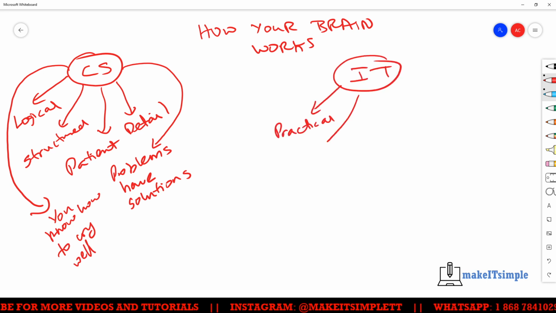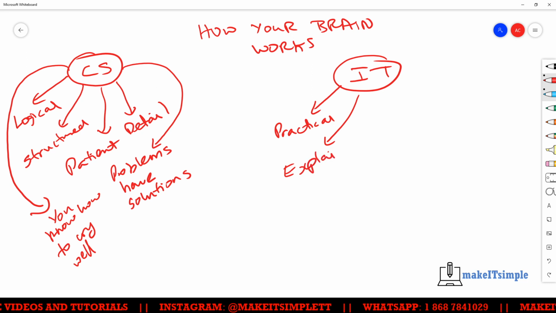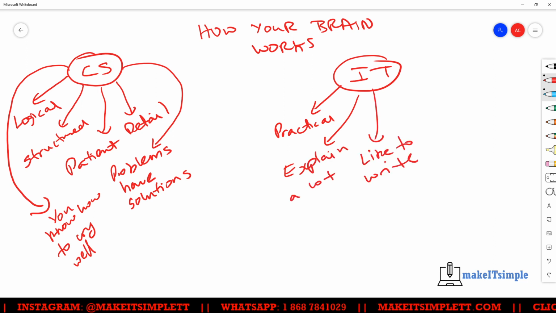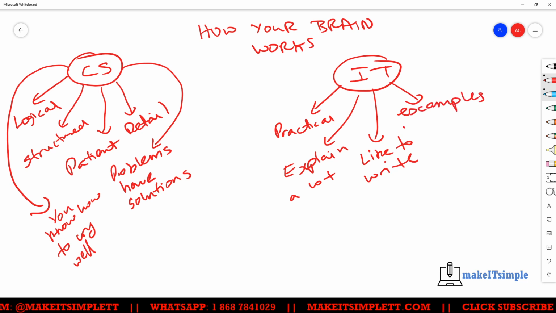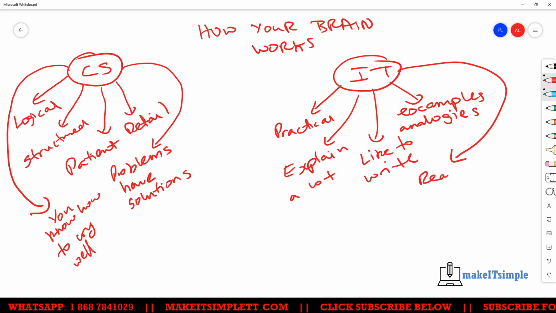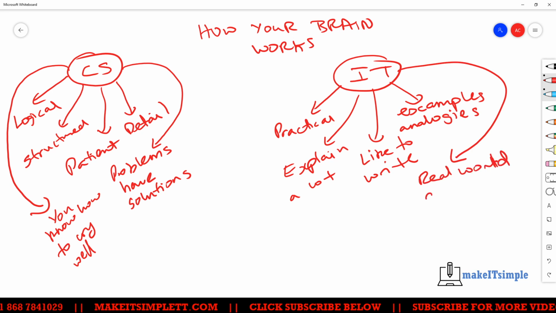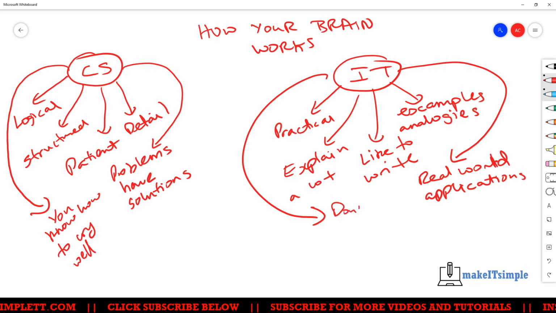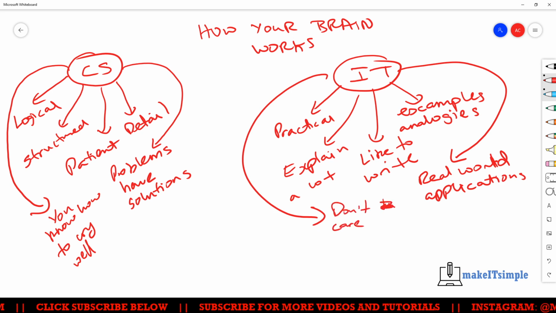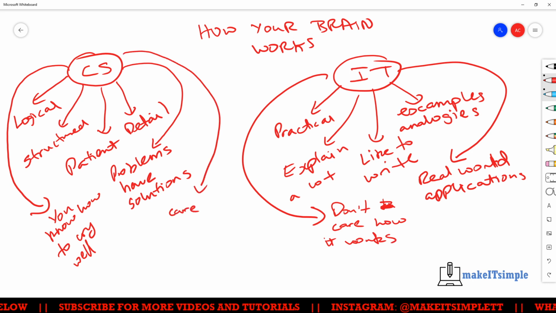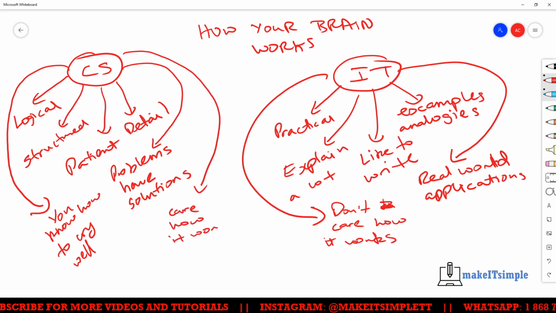IT people, they're very practical. They explain a lot. They like to write. They like to use examples and a lot of analogies and all these sorts of things. And they also like to think about the real world, how it works when it is in the real world. And they essentially don't care about how things work. They really just care that it does work. A computer science student, however, cares a lot about how things work, and they pay lots of attention to that.